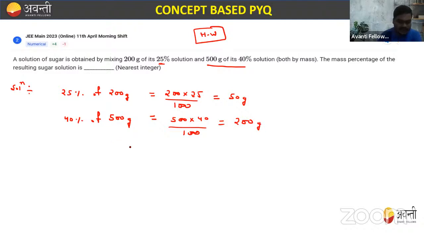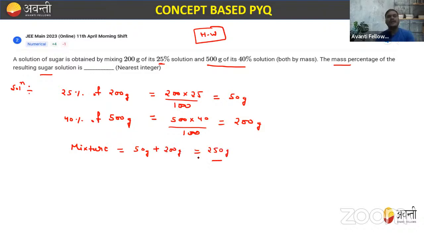Now if you mix this, because according to this question you have to calculate the mass percentage of the resulting sugar solution, the mixture's amount we all know: 50 gram from the first solution and 200 gram from the second solution. So in total we have 250 gram.